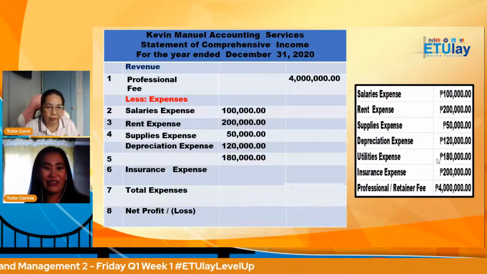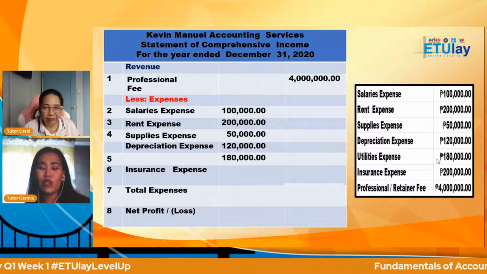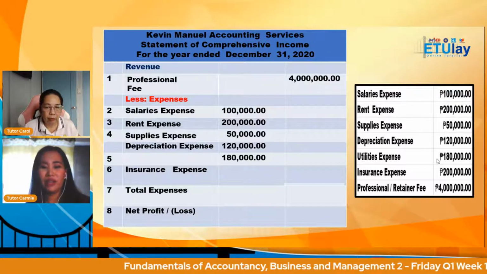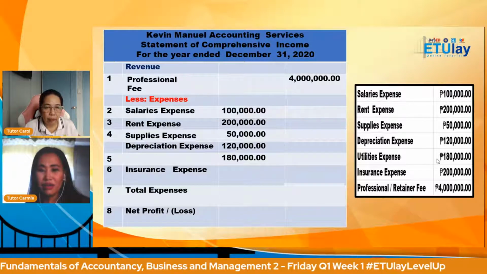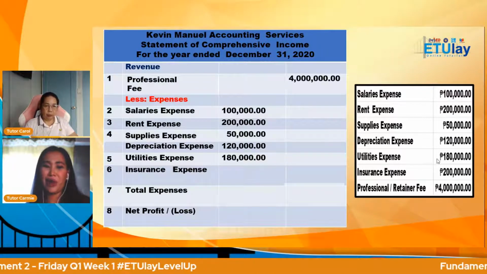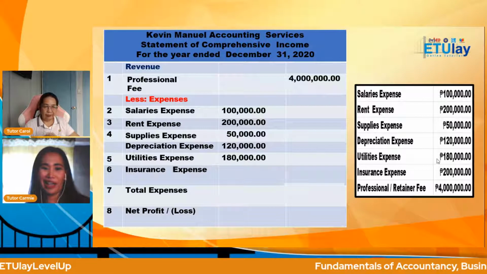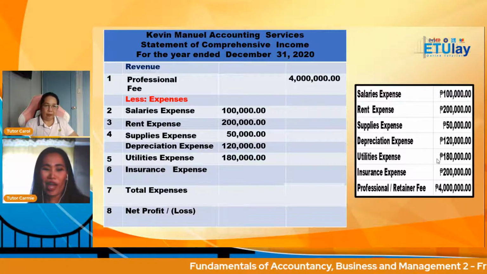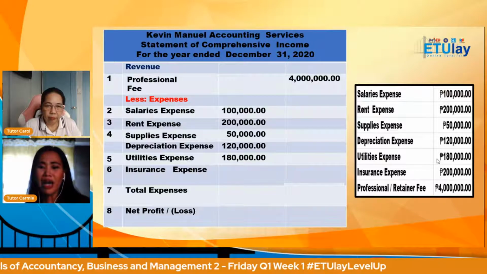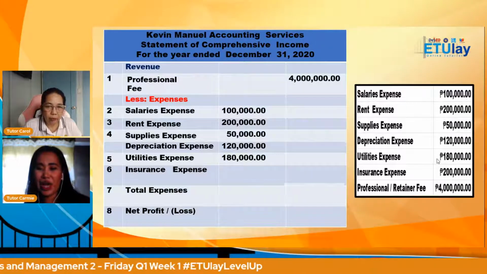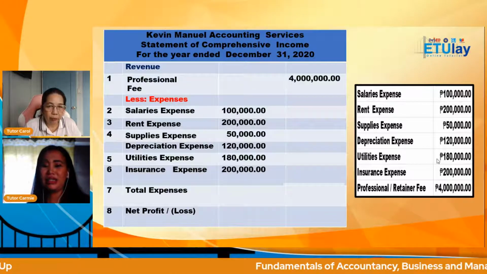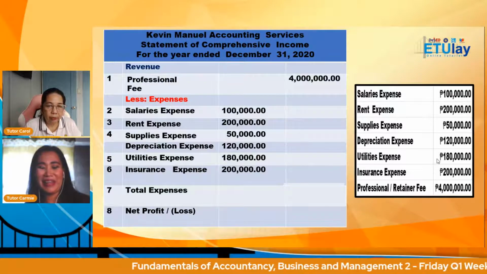So, let's have number 5. Number 5 has a value of 180,000. What account is worth 180,000? Let's see if we have the same answer. Utilities expense. Correct. It seems many got the right answer. And how about our next one, insurance expense? How much is our insurance expense based on our trial balance? Let's see if your answer is correct. Yes, it's 200,000. Okay, thank you.